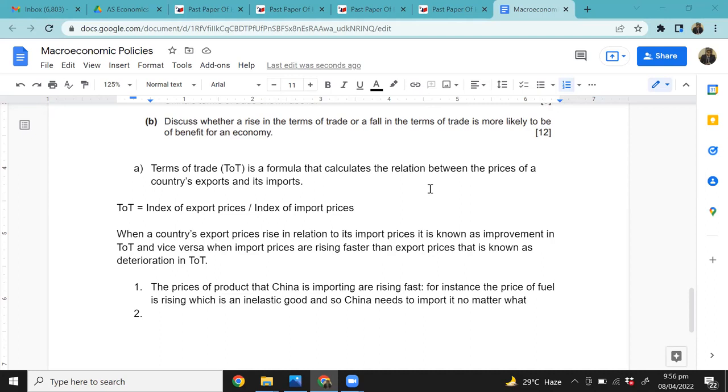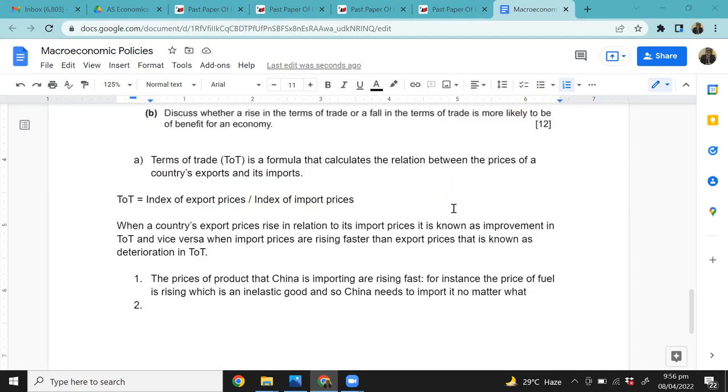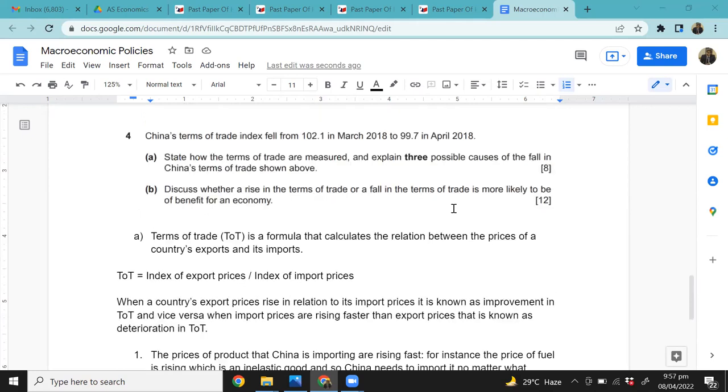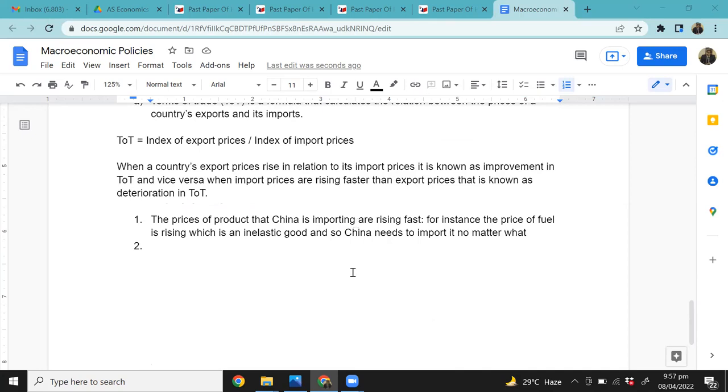Okay, so Zuhan, the question is clearly asking us to explain three possible causes of a fall in China's terms of trade. Now students, this is very important: it did not ask us to explain the effects. If you explain the effects, that would be a little irrelevant. It's no harm, but initially just write things that are directly related to the question being asked. And the question just says three possible causes. So what are the possible causes of the fall?